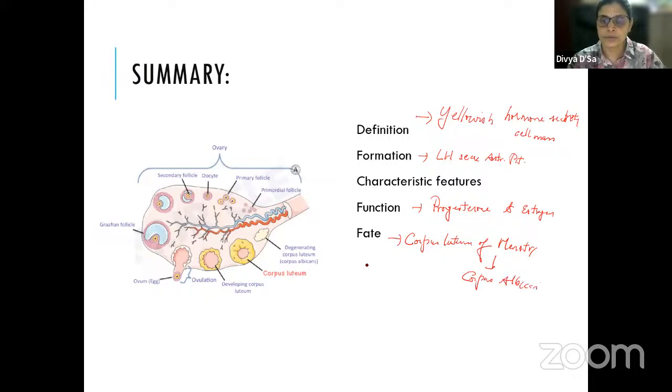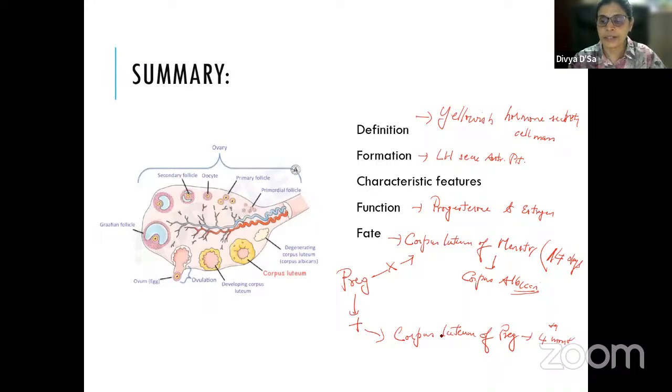Okay, so pregnancy: if it doesn't happen, it results in corpus luteum. If it happens, it results in corpus luteum of pregnancy. This stays for about 14 days after the ovulation. After which it results in formation of corpus albicans. This will remain up to the 4th month.